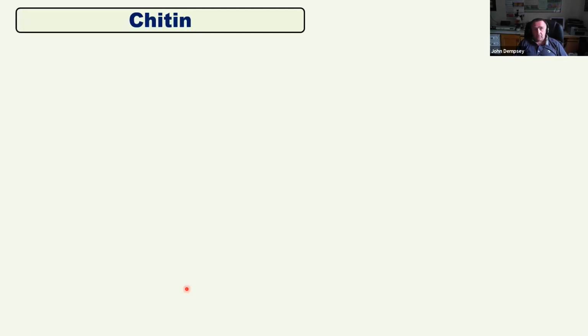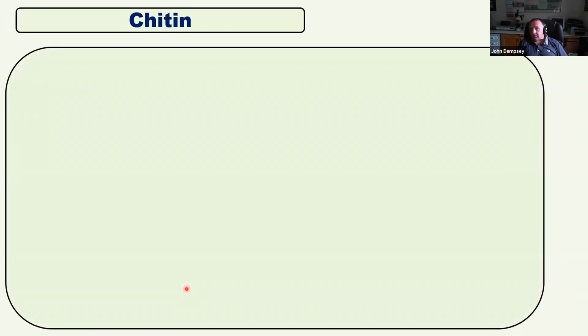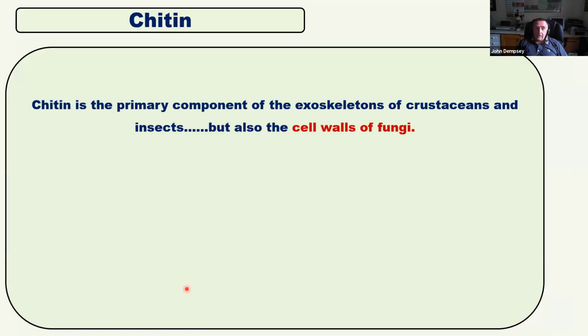This is chitin, and I'm going to mention it. Chitin, or chitosan, which is a derivative of it, is, as I say, part of the fungal cell walls.